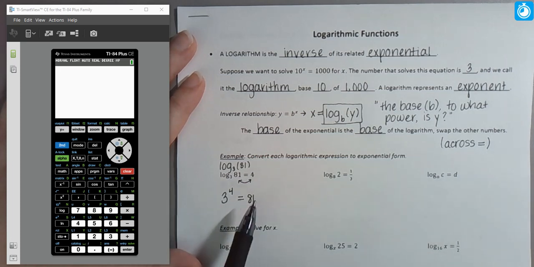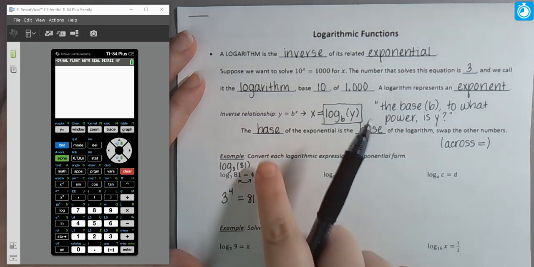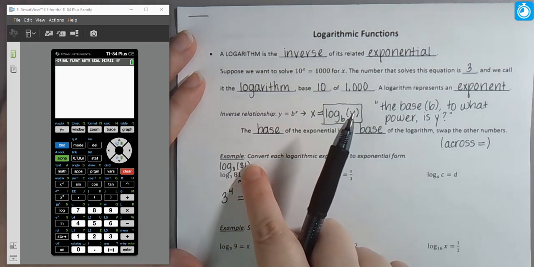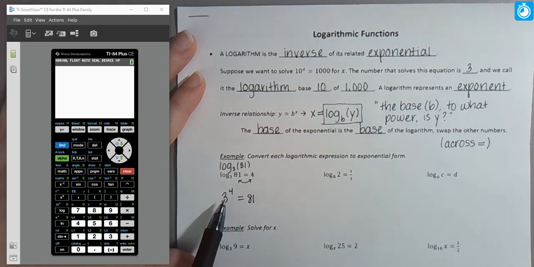Notice what we end up with is a true statement. When we convert a true statement, we end up with another true statement. So log base 3 of 81, 3 to what power is equal to 81? Well, 3 to the 4th power is equal to 81. That is the same thing as saying 3 to the 4th power is equal to 81. So this would be the conversion in exponential form. So essentially this equation and this equation are saying the same thing, they're just saying it in a slightly different way.